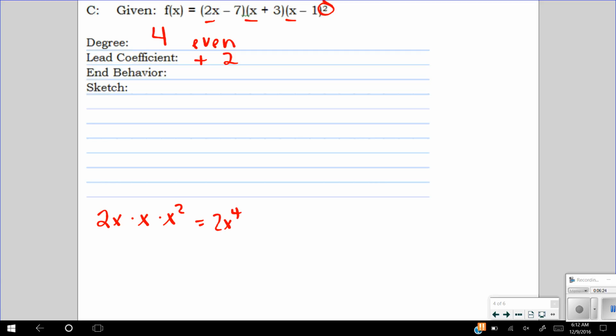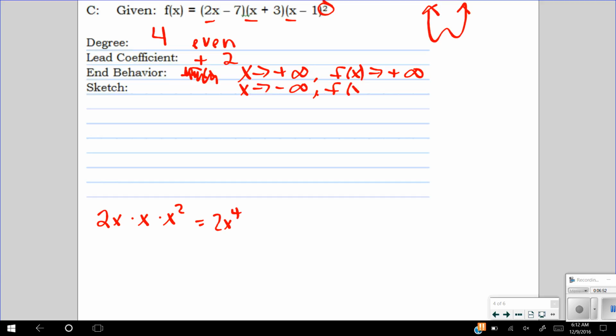So that means my graph is going to look something like this. So for the end behavior, I can say that as x approaches +infinity, meaning as we go to the right, f of x is going to also approach +infinity because the graph is going to go up. I can also say that as x approaches -infinity, as we go to the left, f of x is also going to go up, so approach +infinity.